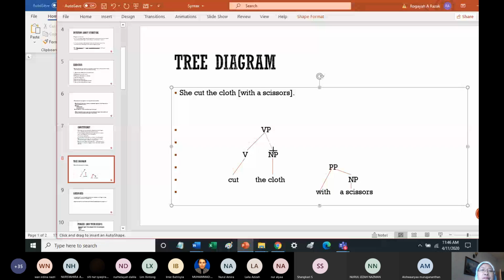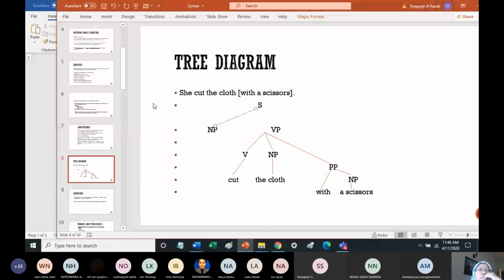So I can say an S here, and then there will be an NP here, noun phrase. So this is my tree diagram. Okay, so this is what we're going to do. How do we know this? Because we should start with the constituent.